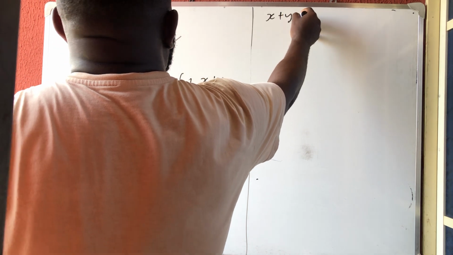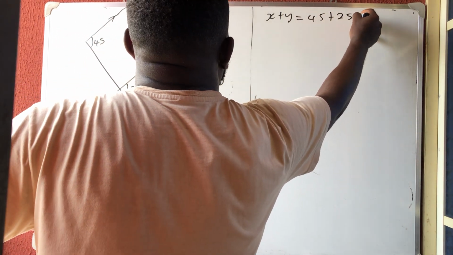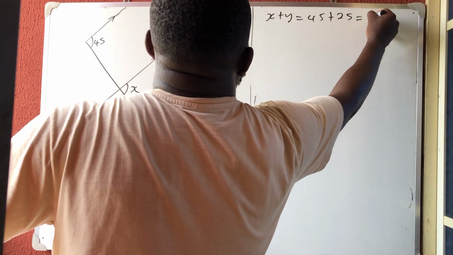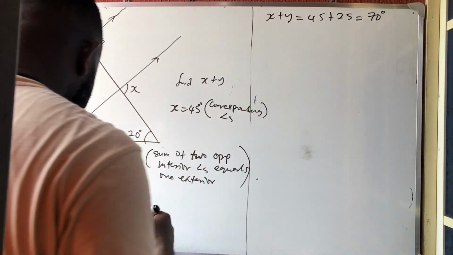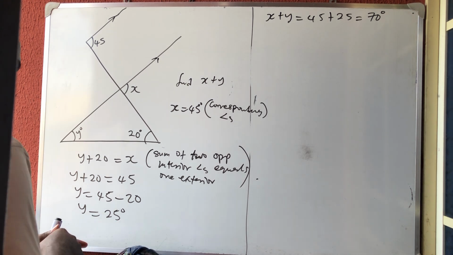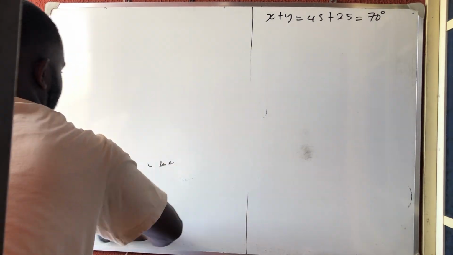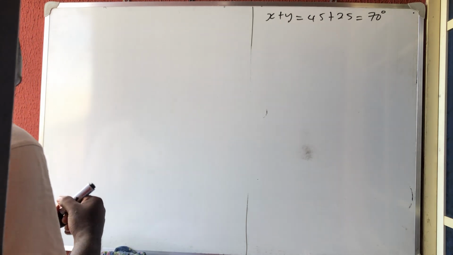So x plus y is equal to what? My x is 45 plus y, which is 25. And both of them will give me 70 degrees. As simple as that. Okay? So the next one. These things are very, very simple. If you look at it very well, you can get it.